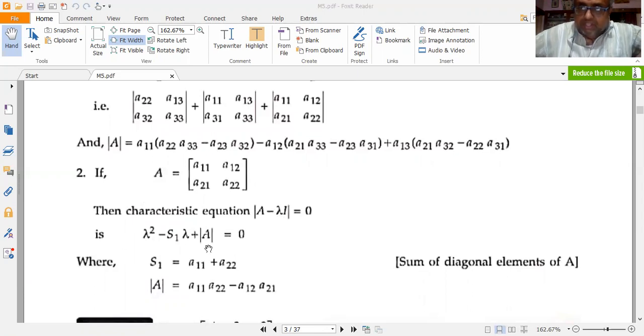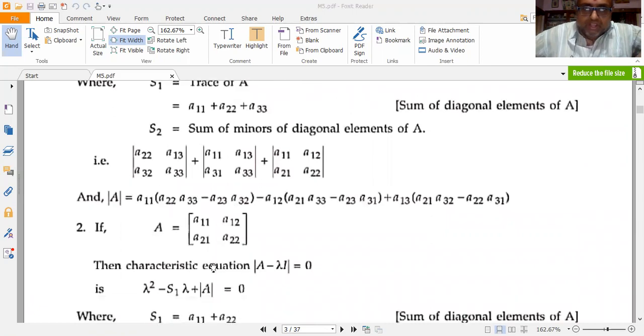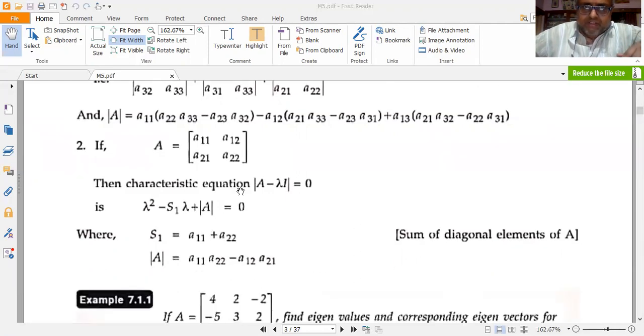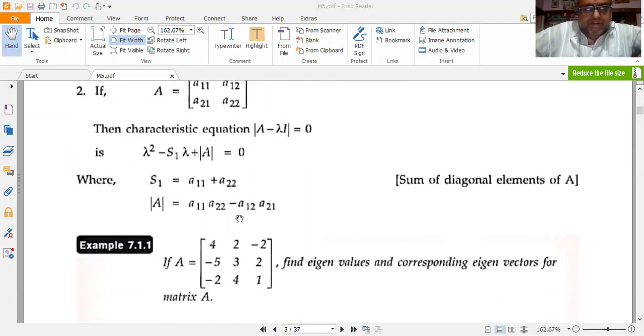Solving this, we directly get lambda squared minus s1 lambda plus determinant A is equal to 0. So what is this S1? S1 is the trace of the matrix A. Here it is 2 cross 2, so the sum of the principal diagonal elements is nothing but the trace. A11 and A22 are the principal diagonal elements, so A11 plus A22 gives me the trace, which is equal to S1. Determinant A is simply given by A11 A22 minus A21 A12 for a 2 cross 2 matrix.